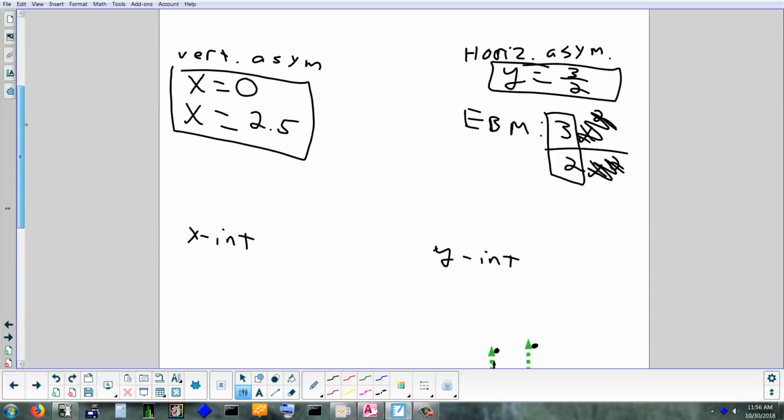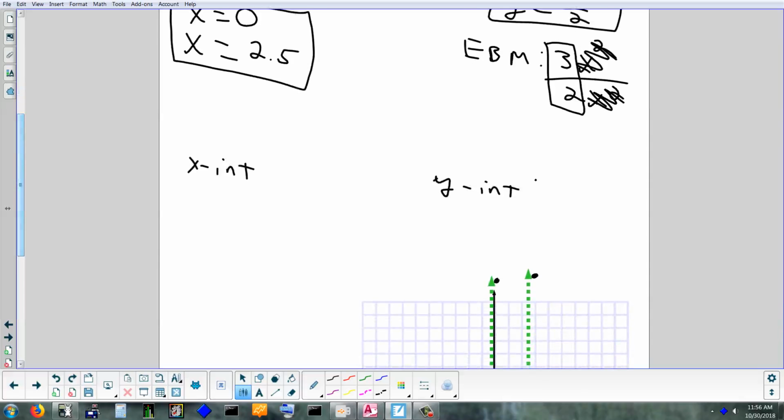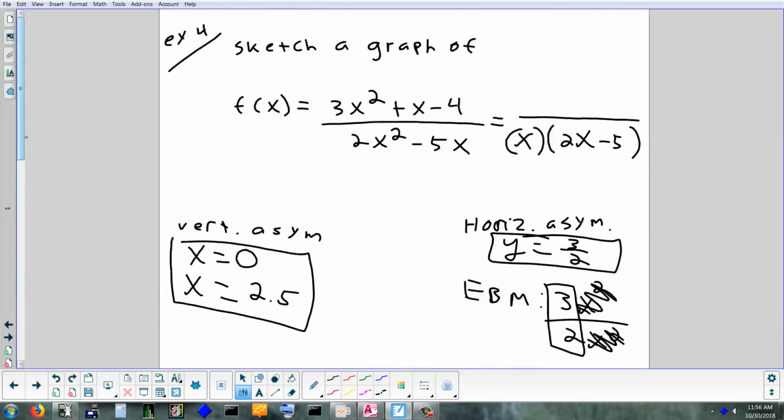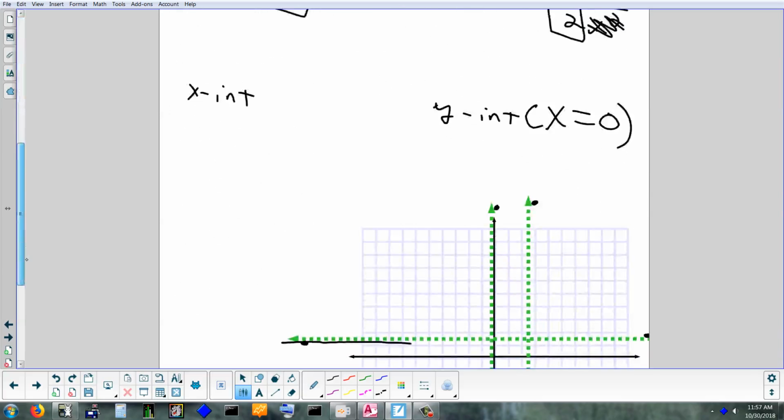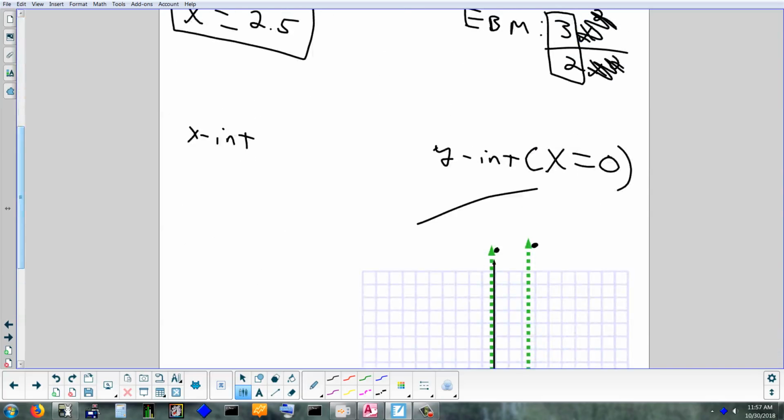So the x-intercept, or actually, let's do the y-intercept. Plug 0 in for x. What happens in the top if you plug 0 in for x? You get 0 plus 0 minus 4. That's negative 4. What happens if you plug 0 in for x in the bottom? You get 0. And is that okay? No. 0 was a vertical asymptote. You can't plug 0 in. So what that means, there is no y-intercept. This graph never crosses the y-axis.